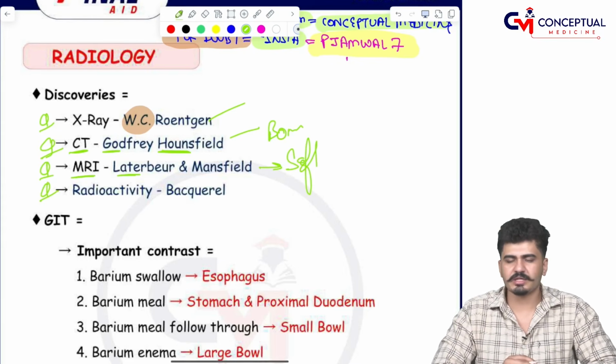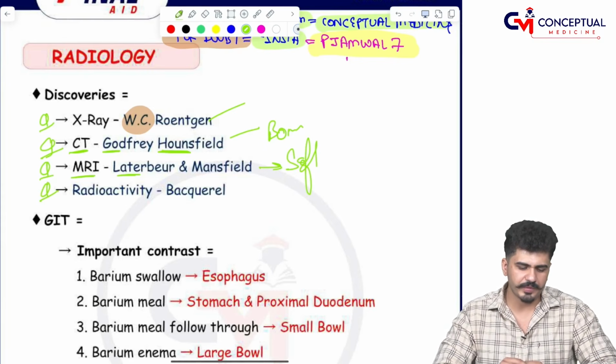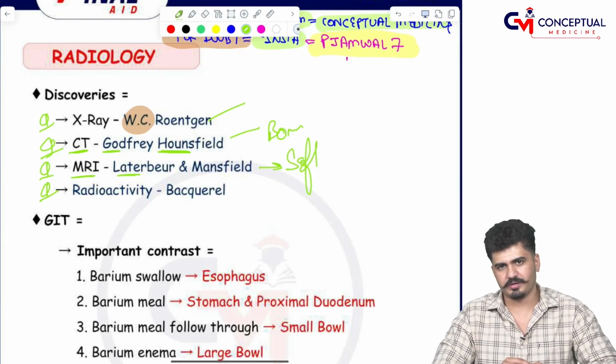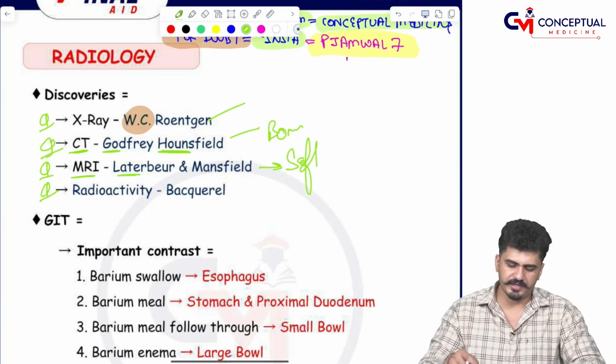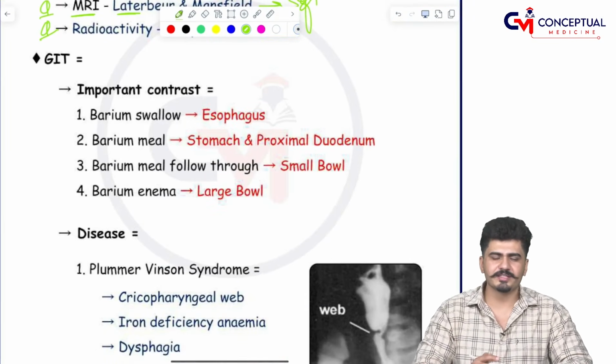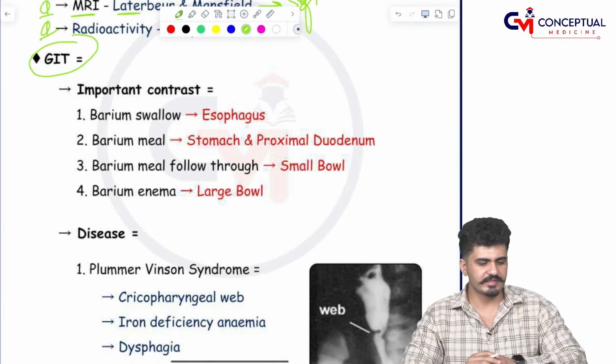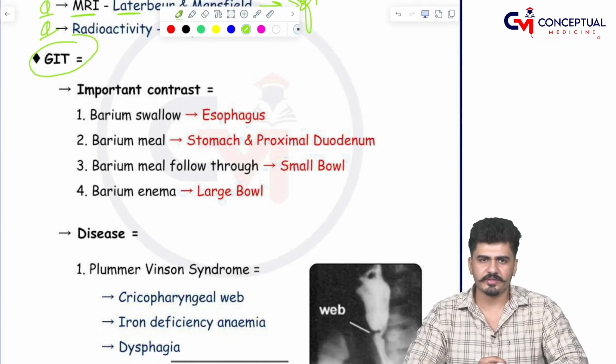Now radioactivity is also an MCQ which was asked in the exam. So radioactivity is measured by the becquerel. So my dear ladies and gentlemen, let's start with the very first system, and that is none other than your GIT.